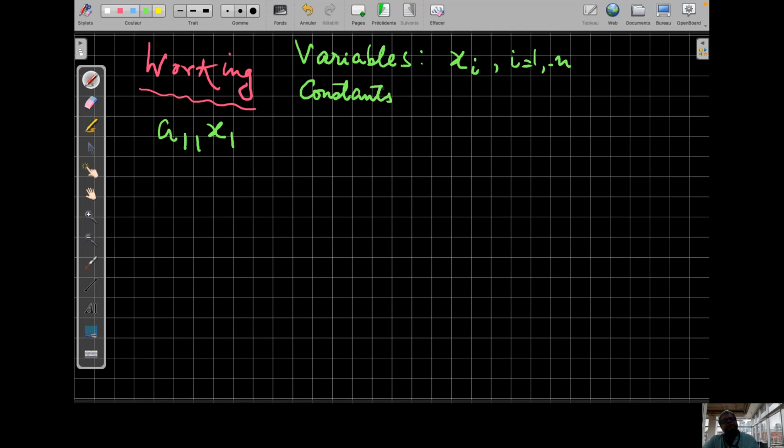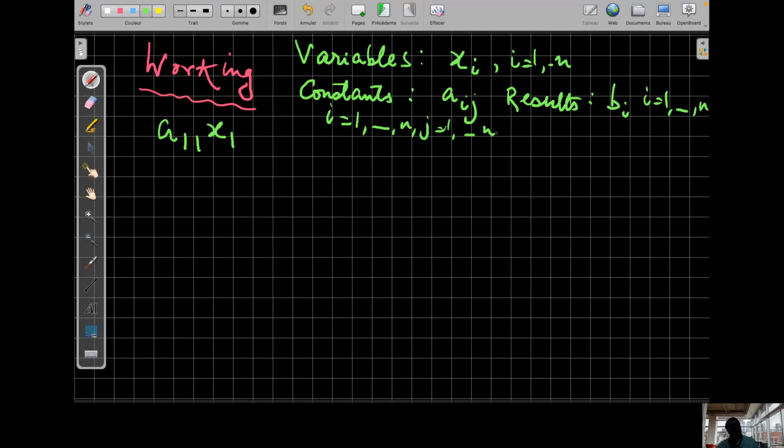These constants will be written as aij, and there will be these results. The results are written as bi, and again i is from 1 to n. So there are n results, n variables, and the constants aij, where i is from 1 to n and j is from 1 to n. This is how it looks.